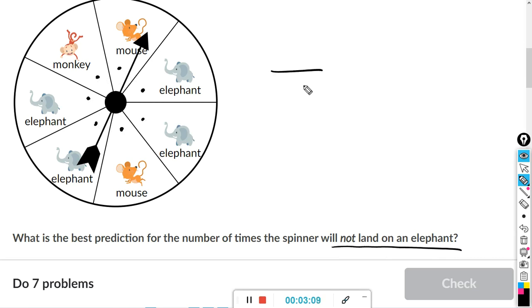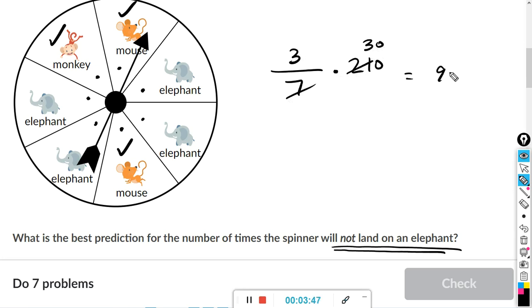So the total is going to go in the denominator. We want to see how many are not an elephant. We have 1, 2, 3. 3 of them are not an elephant. So there's a 3 out of 7 chance it does not land on an elephant. It says she spins it 210 times, so I'm going to multiply that by 210. 210 divided by 7 is just 30. And 3 times 30 is 90.